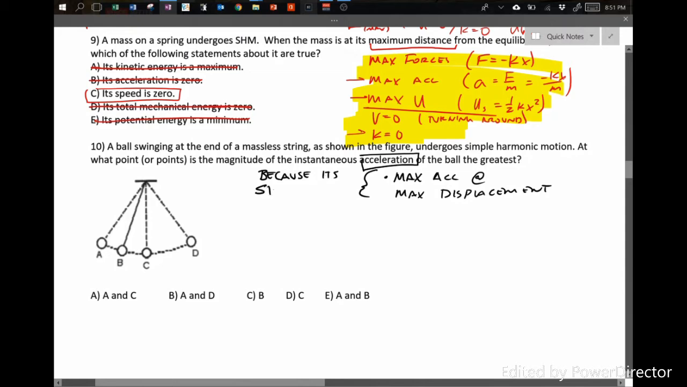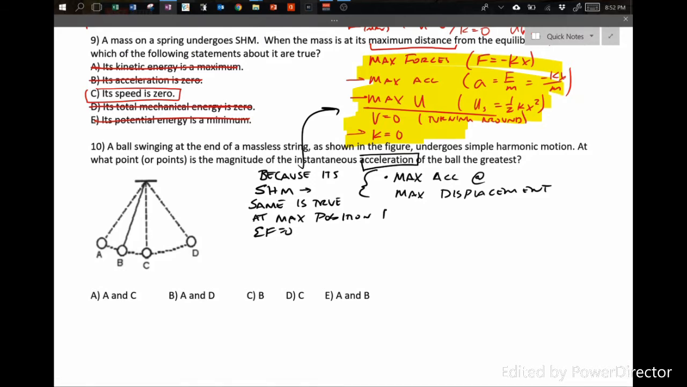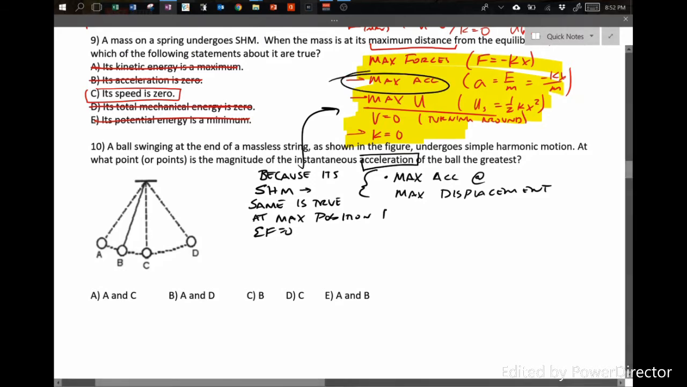because it's undergoing simple harmonic motion, the same things are true at maximum position and at the equilibrium position. All of those things are still true in this case when we are at a maximum distance from equilibrium. So that means we're going to have maximum acceleration at a maximum distance from equilibrium.